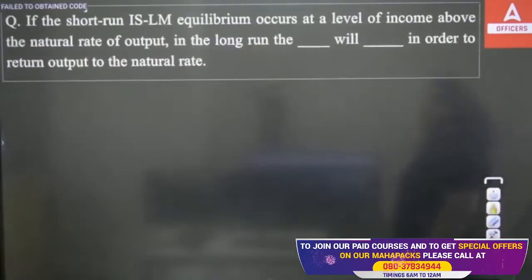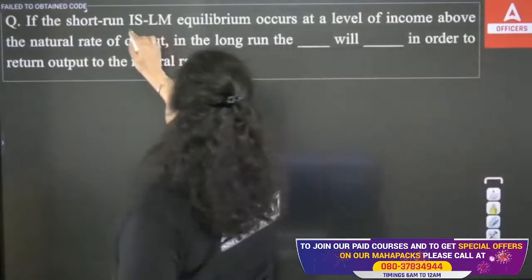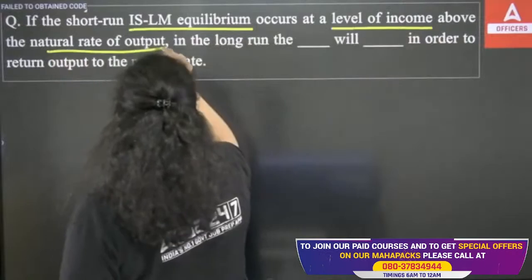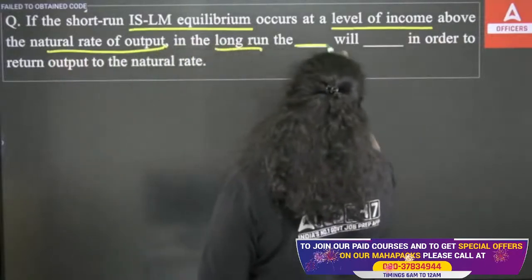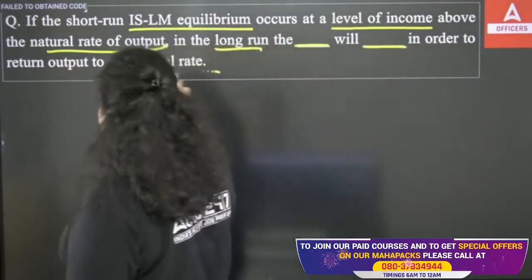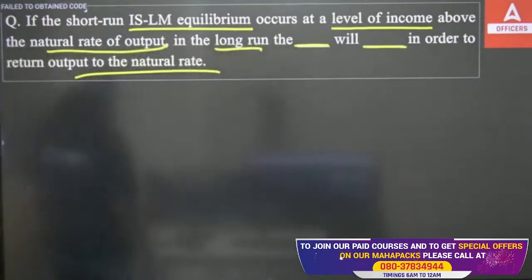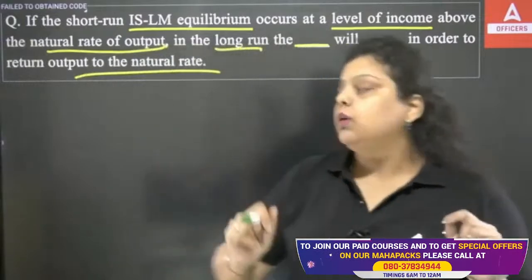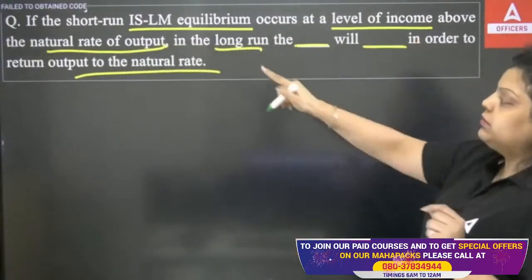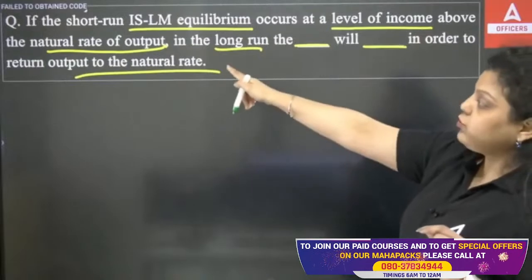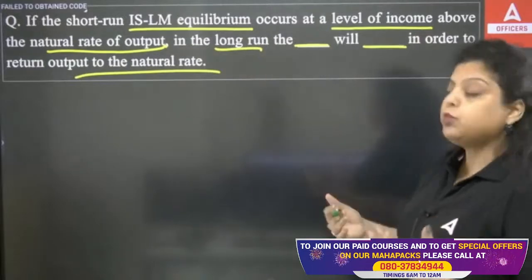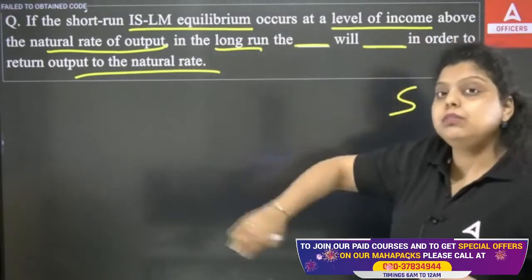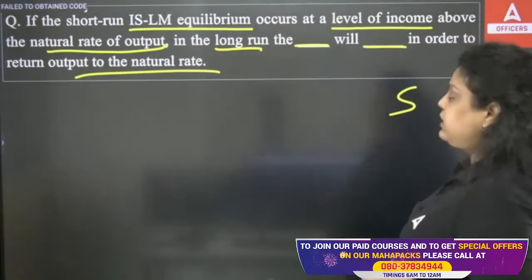Now, if the short-run ISLM equilibrium occurs at a level of income above the natural rate of output, in the long run, the dash will dash in order to return output to the natural rate. So what we are saying is, because the short-run ISLM equilibrium happened, the level of income is above the natural rate of output. Natural rate of output means the supply, whatever supply you have. The level of income is above the natural rate of supply or natural rate of output.